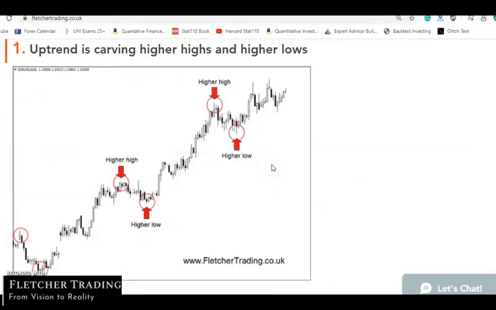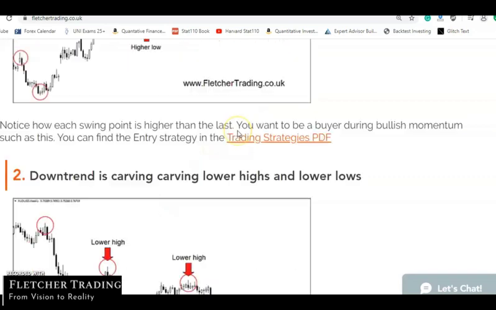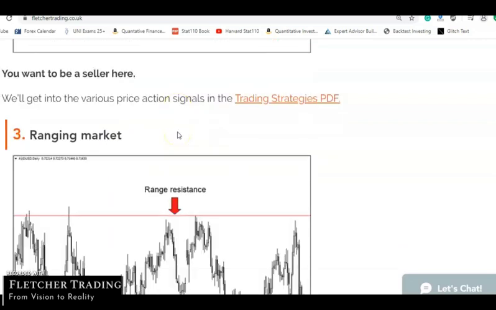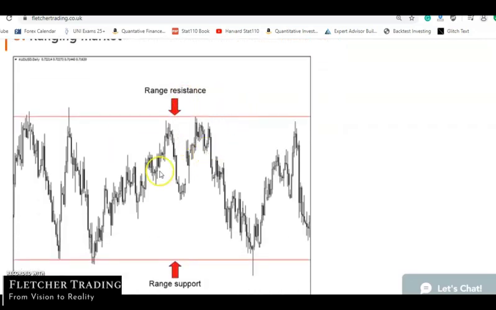So this here is what we consider an uptrend. As we can see, we have higher highs and we have higher lows. These higher lows is where we're going to be looking to take our buy positions. The opposite of that is of course a downtrend, where we have lower highs and we have lower lows. In a downtrend, we're going to be looking to sell these lower highs. And then of course we have a ranging market that we want to avoid at all costs.